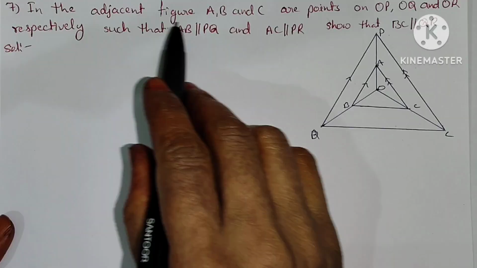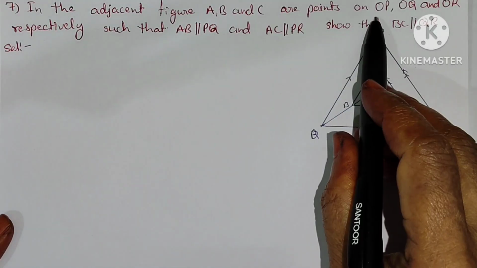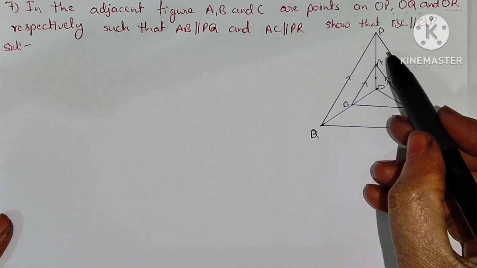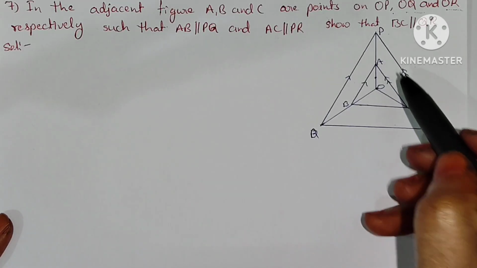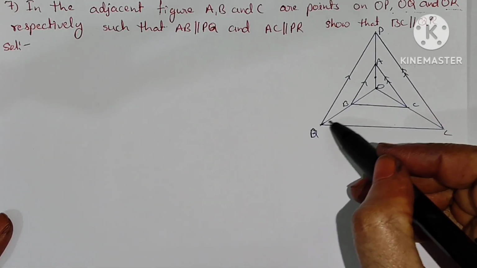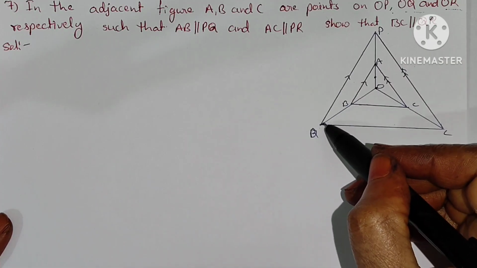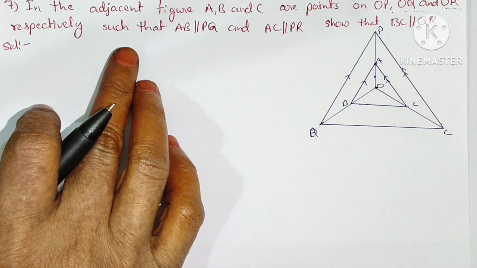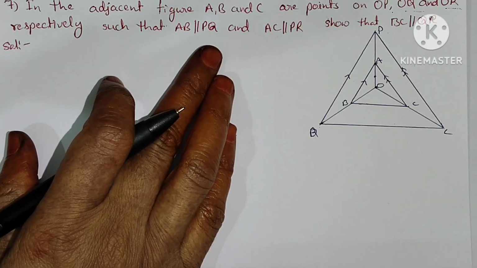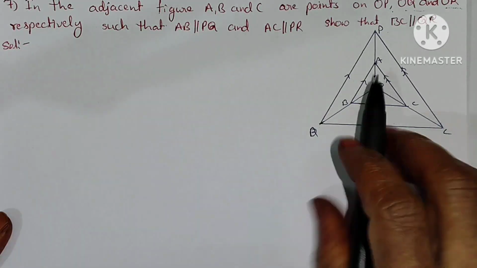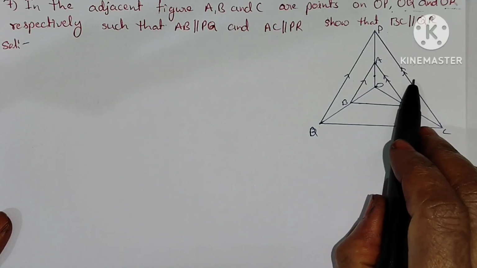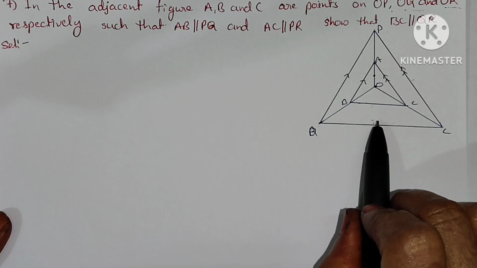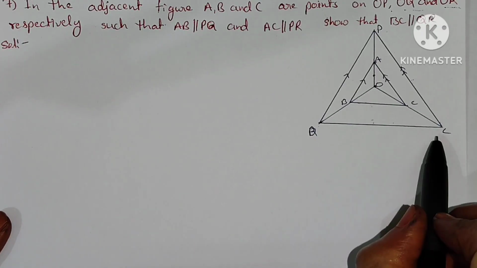In the adjacent figure, A, B, C are the midpoints of OP, OQ, OR respectively, such that AB is parallel to PQ and AC is parallel to PR. Midpoints means these sides are equal: OA equals AP and OB equals BQ. These two lines are parallel. Then show that the third pair, BC, is parallel to QR.